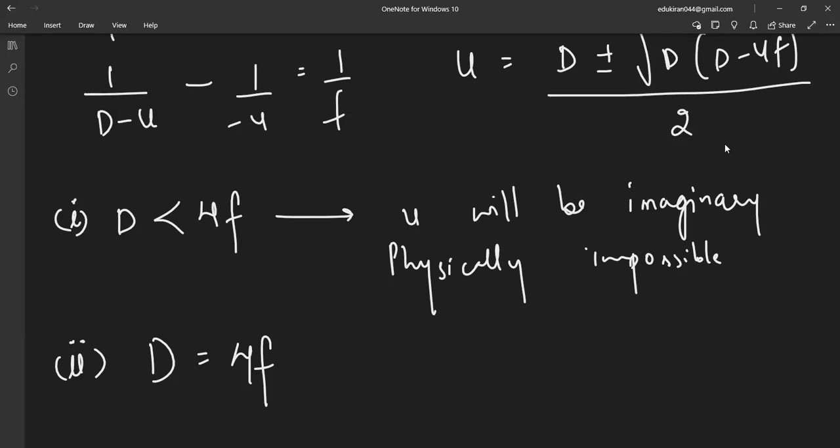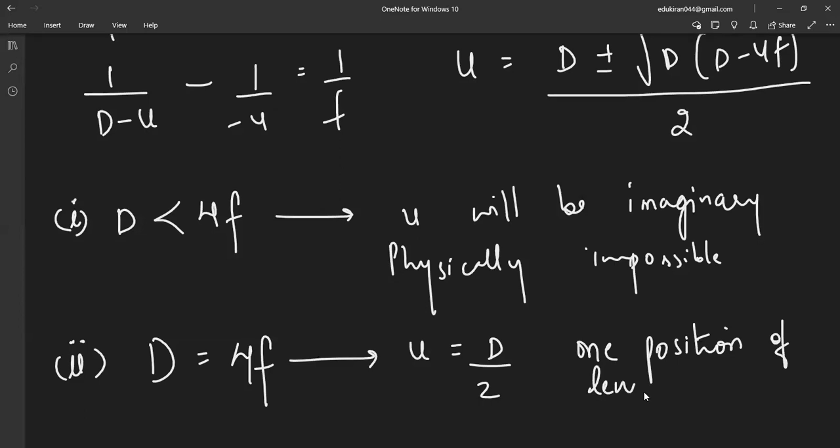And if you put D exactly equal to 4F, then 4F minus 4F will be 0, so this entire bracket will be 0, and the under root will also be 0. You will just have U equal to capital D by 2. So only one position of the lens is possible.